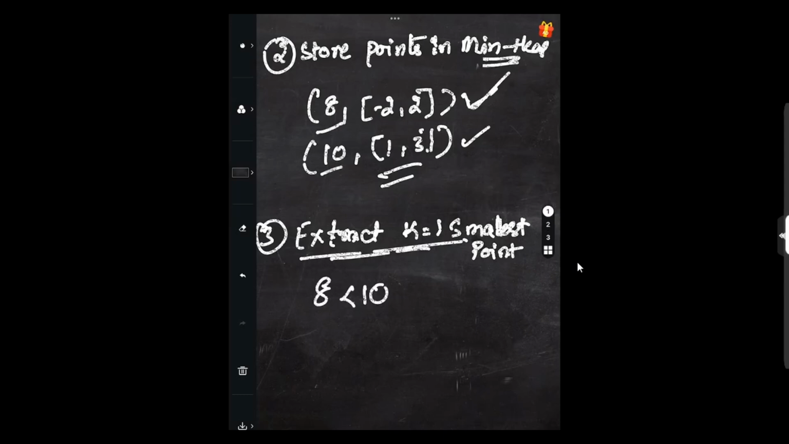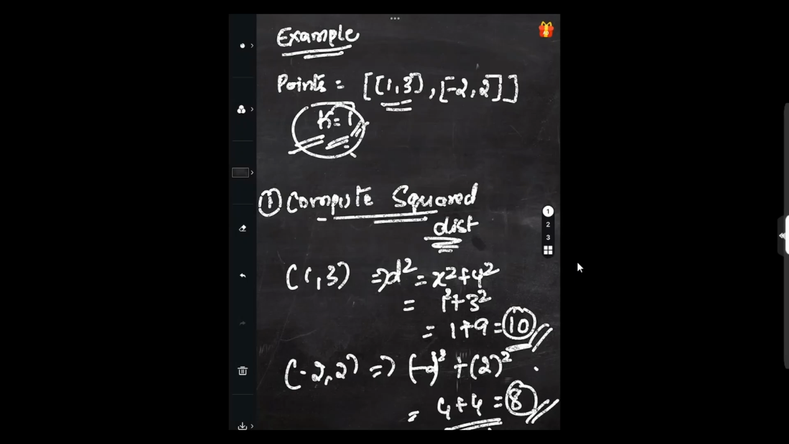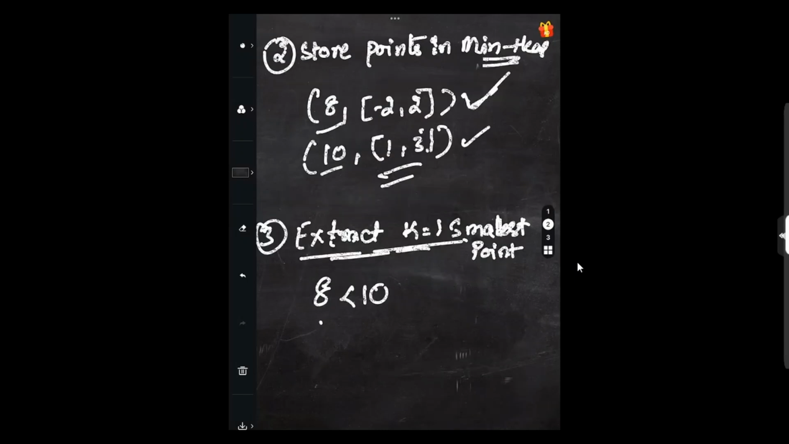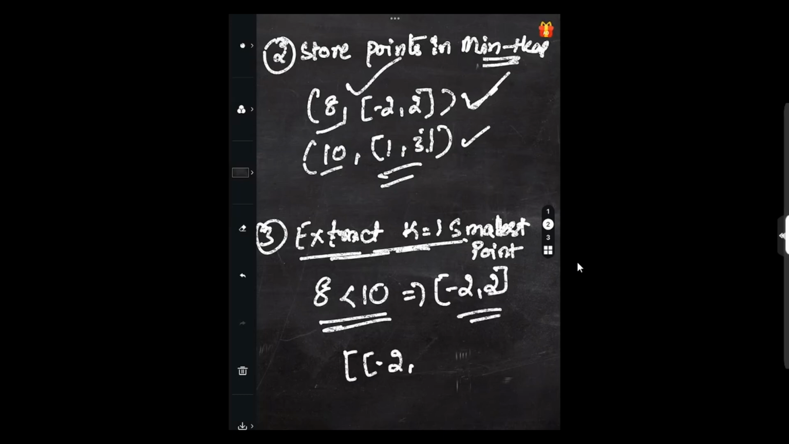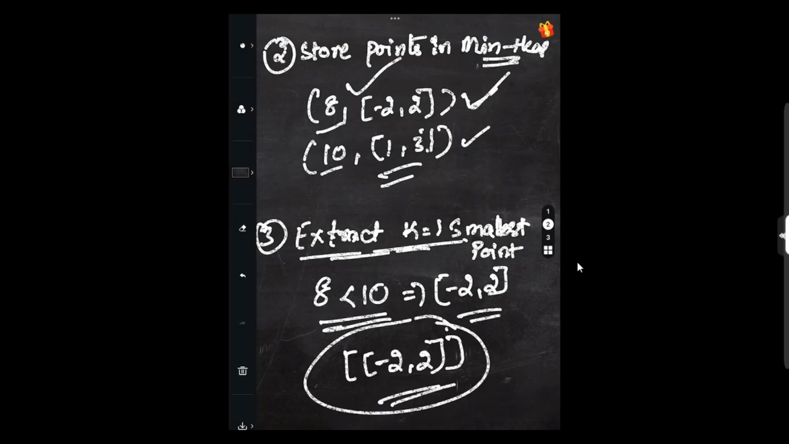So here accordingly with the approach, since 8 is less than 10, when you compute the squared distance, we have 8 and 10. Since 8 is less than 10 here, the closest point is this one. We are considering the first one, nothing but minus 2, 2 in this case. I hope this is completely clear. Final output will be minus 2, 2 here.